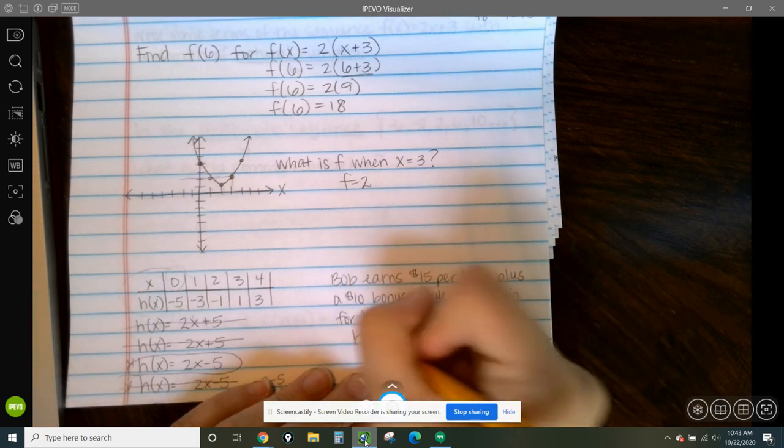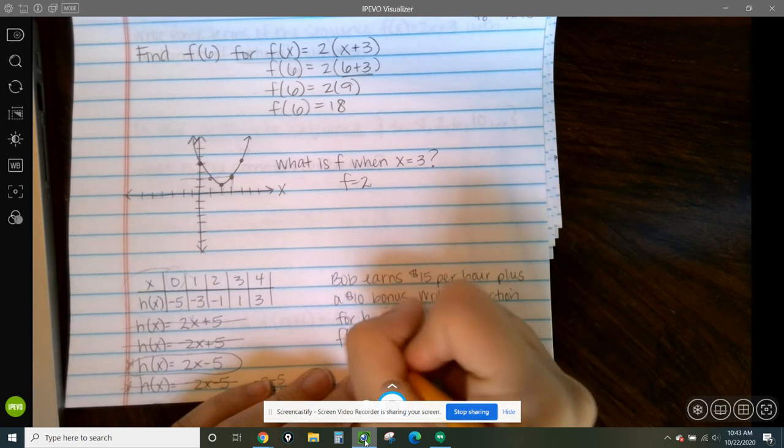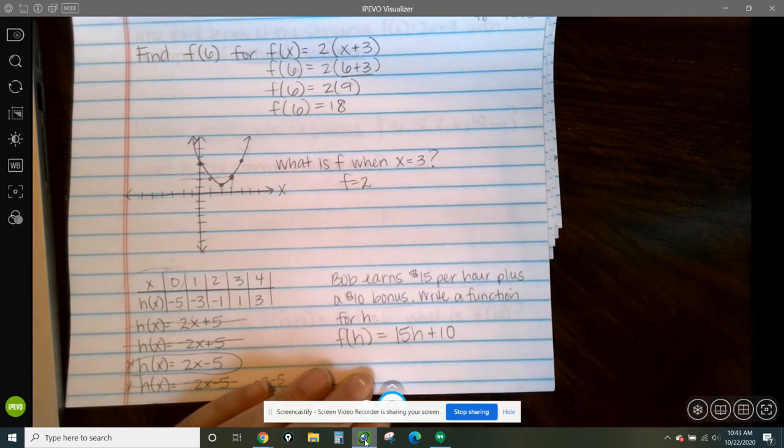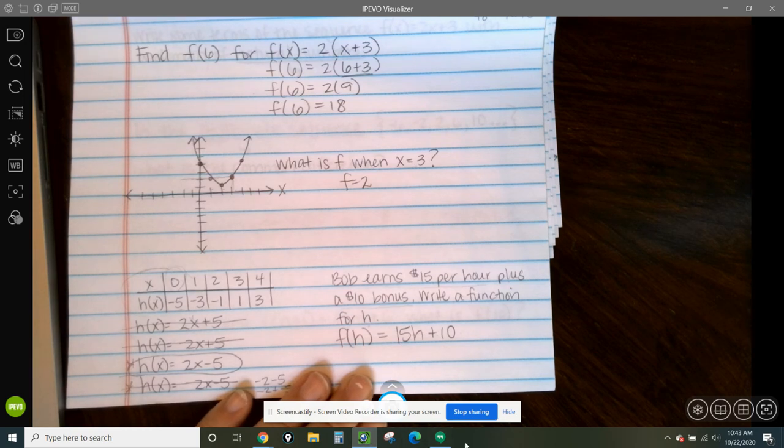And for our function, we could write f of h equals. All right, hopefully that helps you for your checkpoint. Use this paper as you do it right after this video.